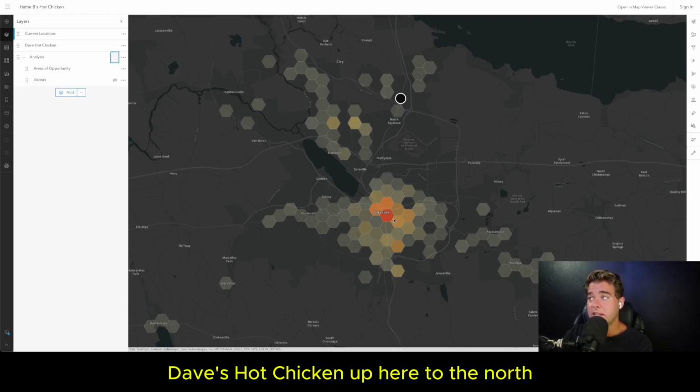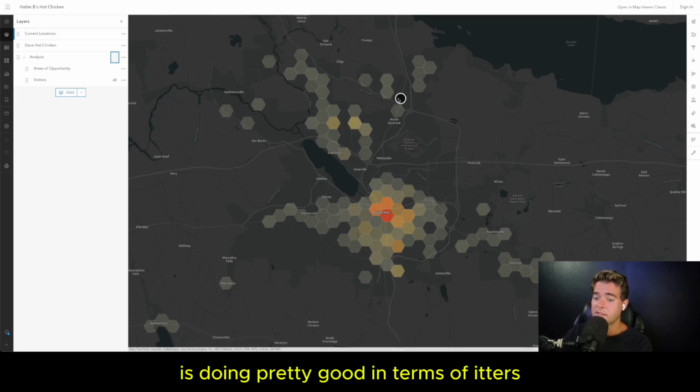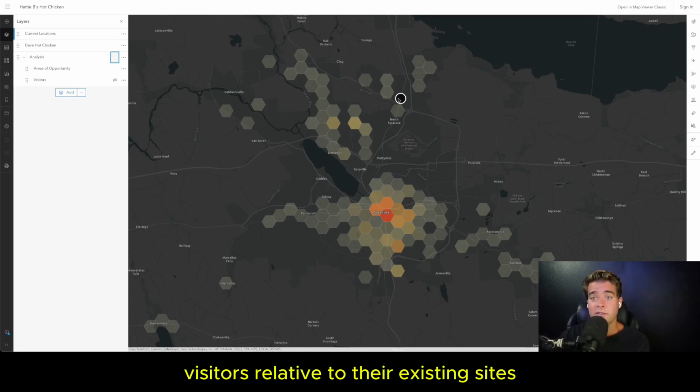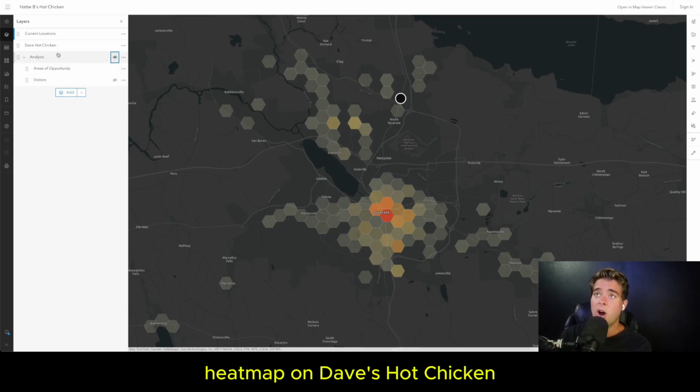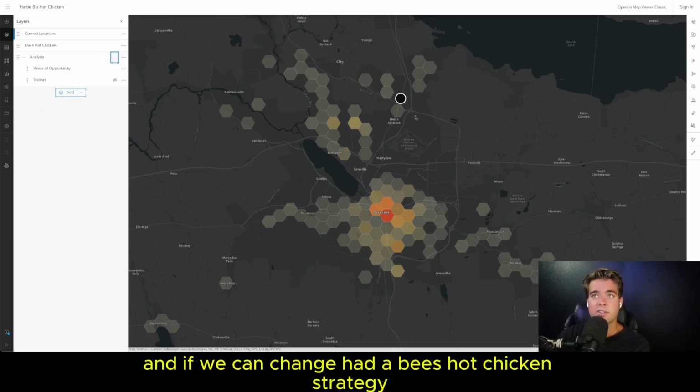But then again, this Dave's Hot Chicken up here to the north is doing pretty good in terms of visitors relative to their existing sites. So it would be cool to do this area of opportunity heat map on Dave's Hot Chicken to see their type of customer and if we can change Hattie B's Hot Chicken strategy.